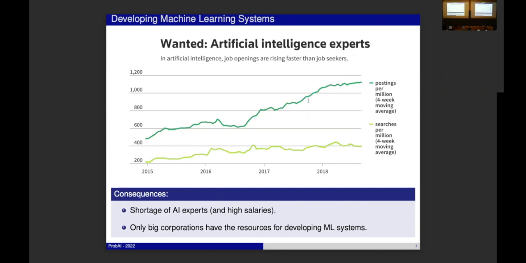The consequence is that on one side we have a lot of companies looking forward to applying this disruptive, fantastic technology, but it requires a lot of expertise. So there is a big gap between the demand for this technology and the people who are able to deploy it. There is a shortage of AI experts, which is pushing salaries really high. And at the end, only big corporations have the resources to deploy these machine learning systems to solve meaningful problems.